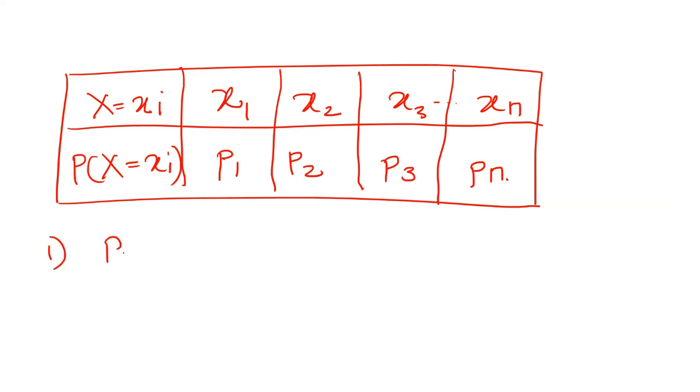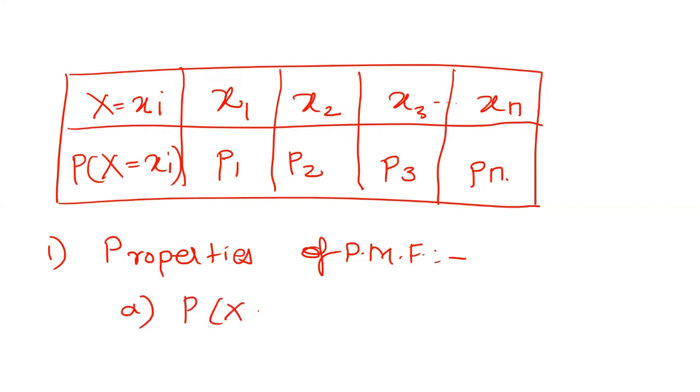The properties of PMF, that is probability mass function, can be told as follows. A: P of x is equal to xi is greater than or equal to 0. That means any probability cannot take a negative value. What is P of x is equal to xi? This is nothing else than pi. So any probability cannot be less than 0, cannot take a negative value. Either it can be 0 or it can be greater than 0.